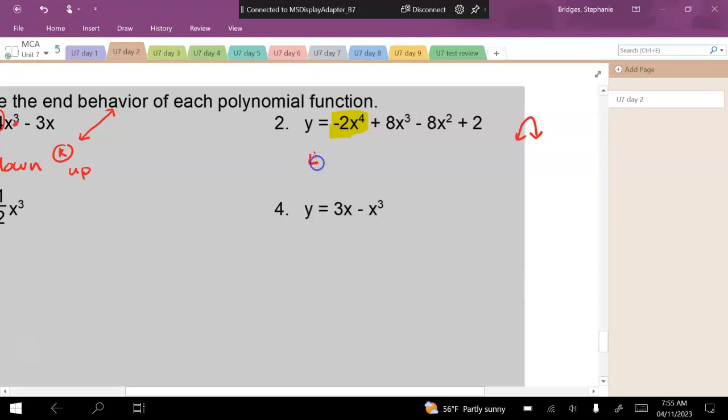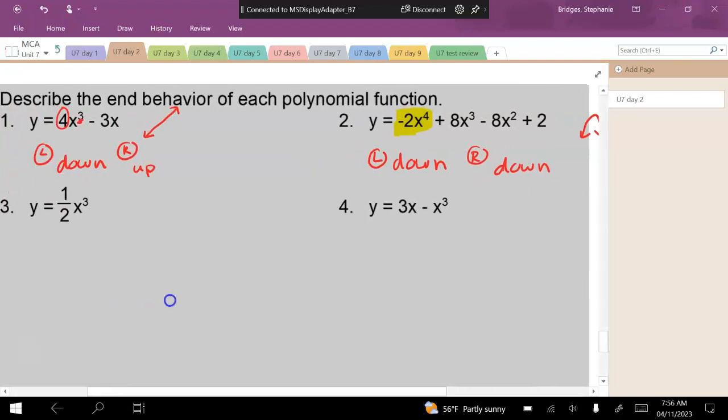So the end behavior on my left side goes down. And the end behavior on my right side also goes down. Does that make a little bit of sense? Somewhat, maybe.